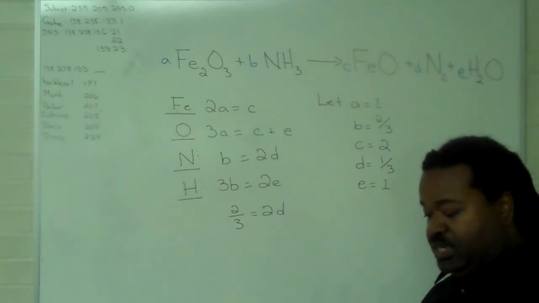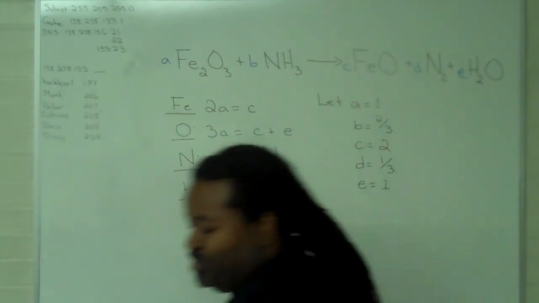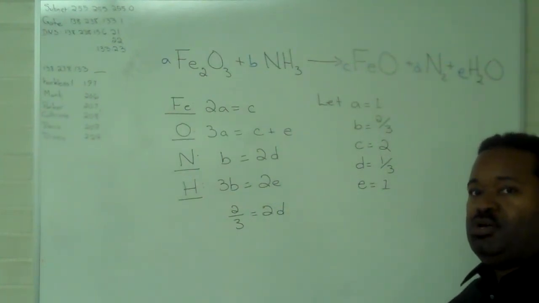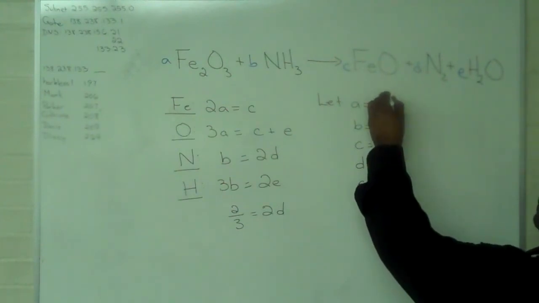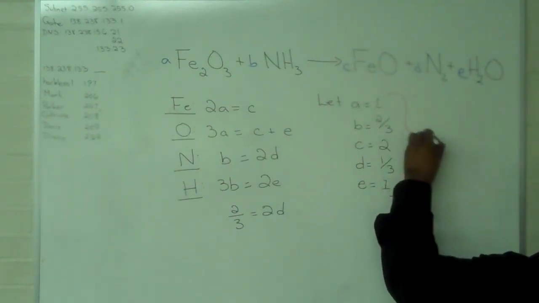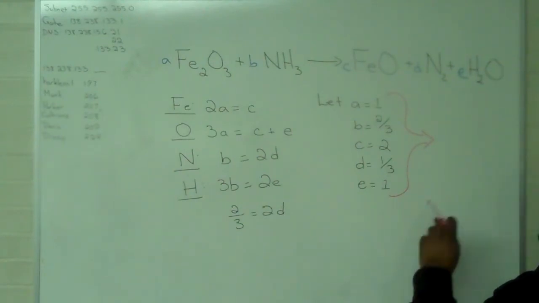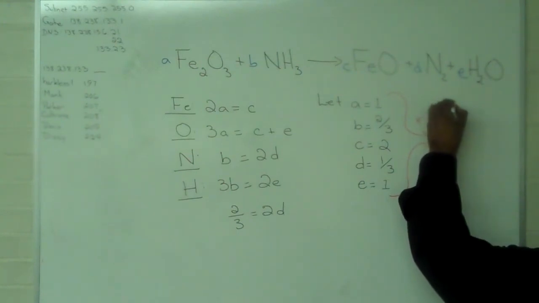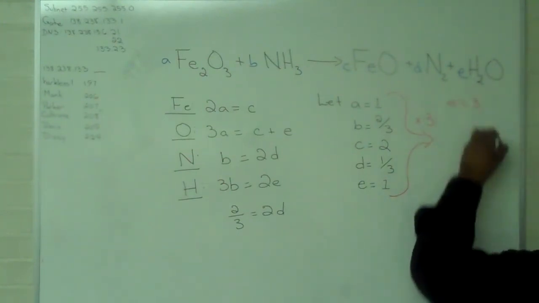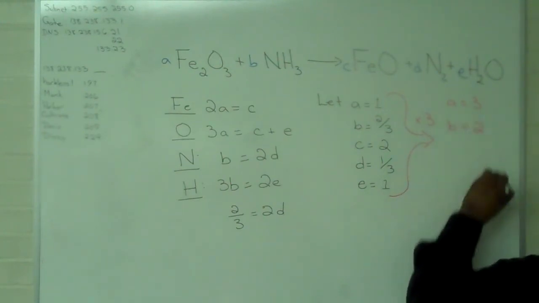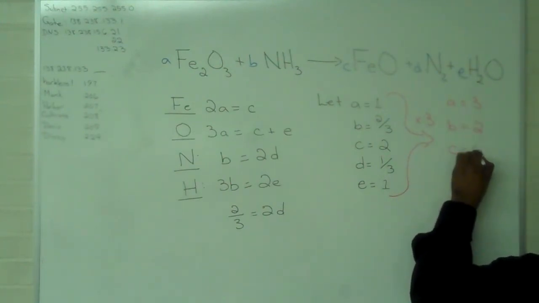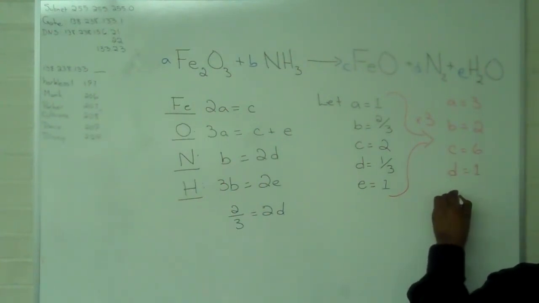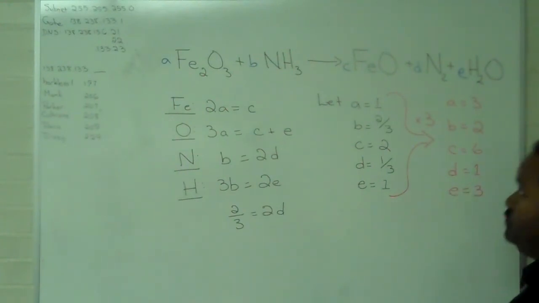Now, the next thing I have to do requires a little bit of thinking, is recognize that I have fractions instead of all whole numbers. Since we prefer to balance reactions using integers, I'm going to take all of this and figure out what I can multiply by to get rid of my fractions. I can multiply everything by 3, and the new values then are A equals 3, B equals 2, C equals 6, D equals 1, and E equals 3.